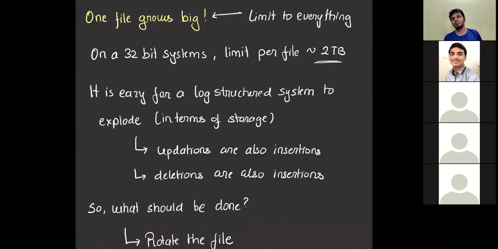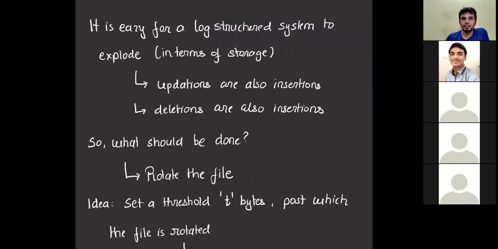But the problem would be that our main file, where we are appending all the entries, grows too big. Every file would have a limit. Let's say on a 32-bit file system, you can have at most a 2 terabyte file, and once it hits that, you cannot write more to that file. So if you have that kind of system, you also need to take into consideration that your file cannot grow too big. It's very easy for any log structured system to explode in terms of storage, because updates are also insertions, and deletes are also insertions.